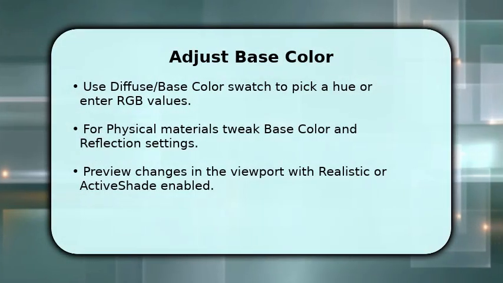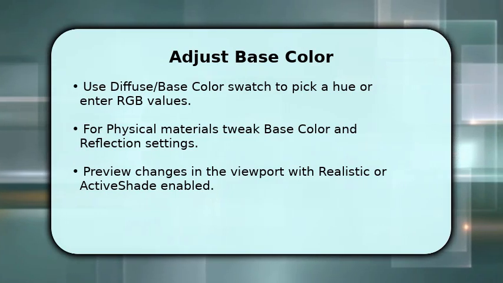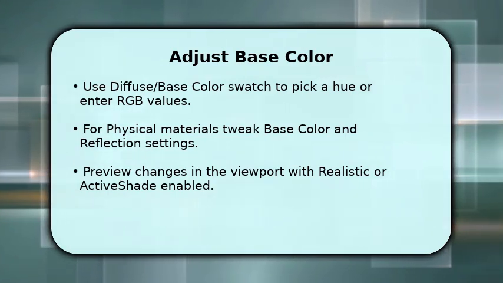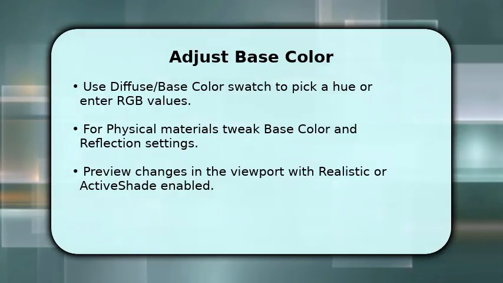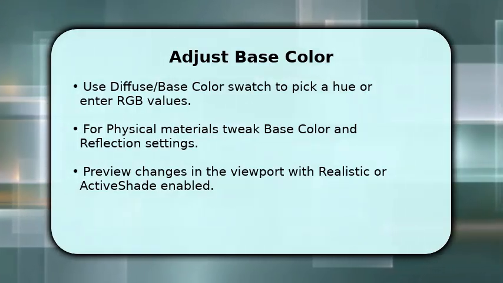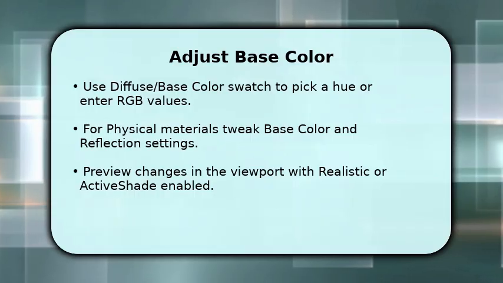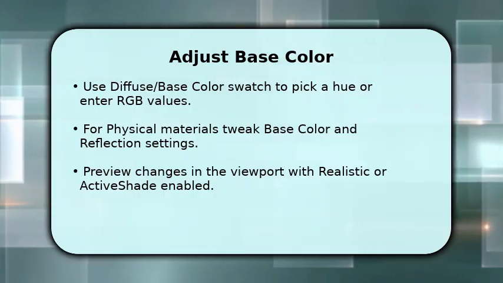You now change the visible color by clicking the Diffuse or Base Color swatch. Pick a hue or type exact RGB numbers for precision. Once done, tweak reflection and roughness if using a physical material because color appearance depends on gloss and reflections.